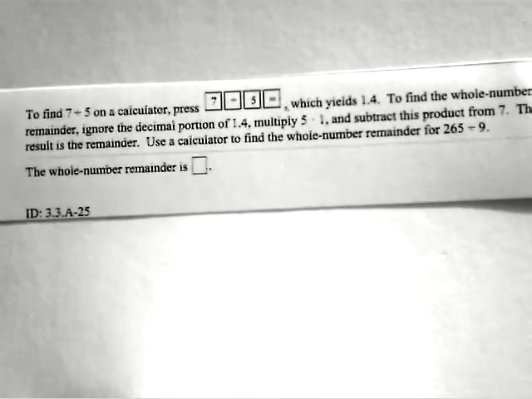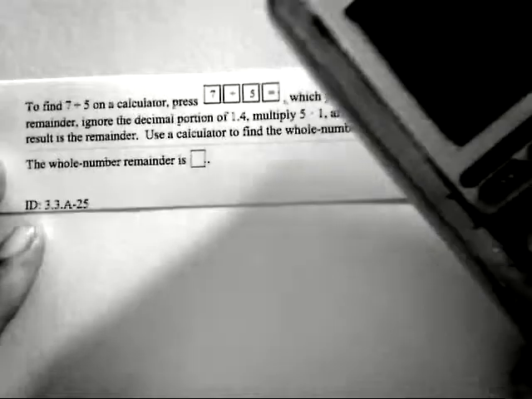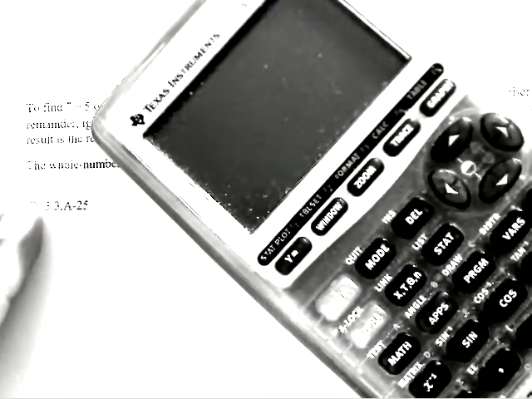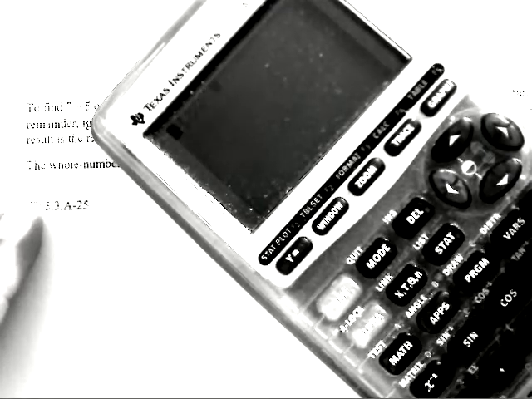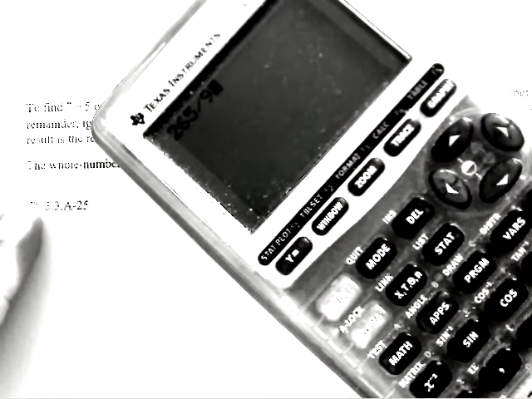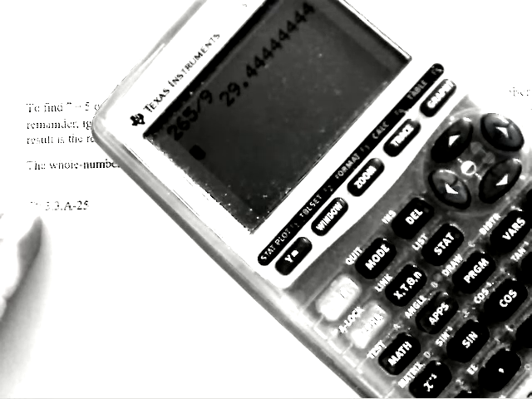Now you're going to use your calculator to find the whole number remainder for 265 divided by 9. In this case, I'm going to use my graphing calculator. If I do 265 and I divide that by 9, I'm going to get 29.444 repeating. But I want the remainder.